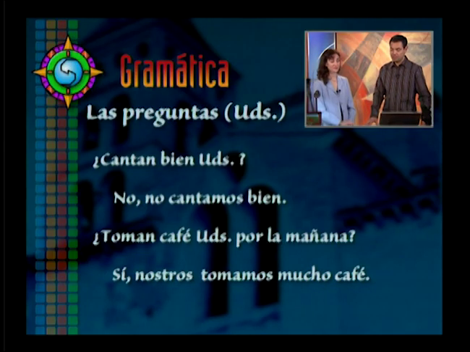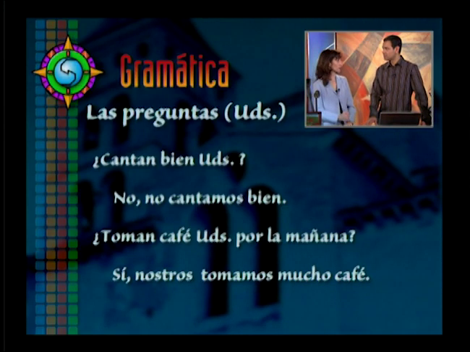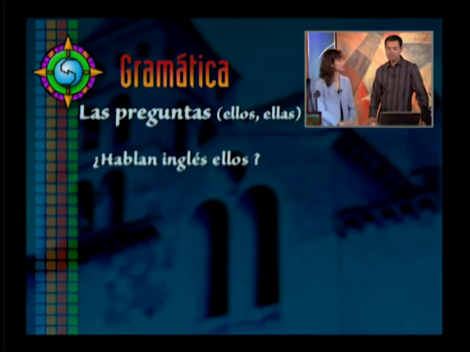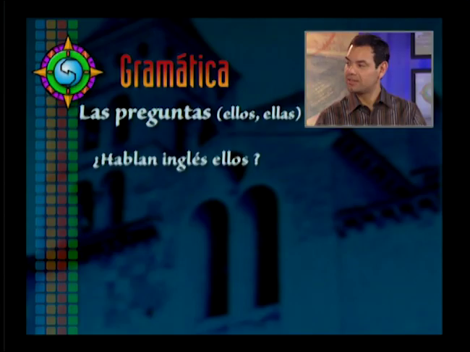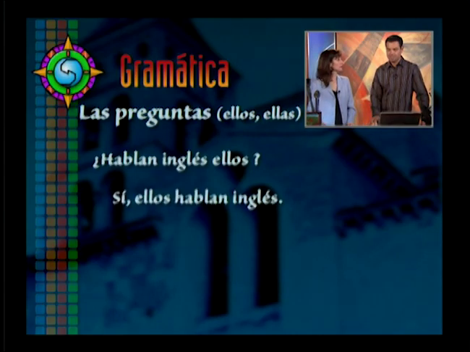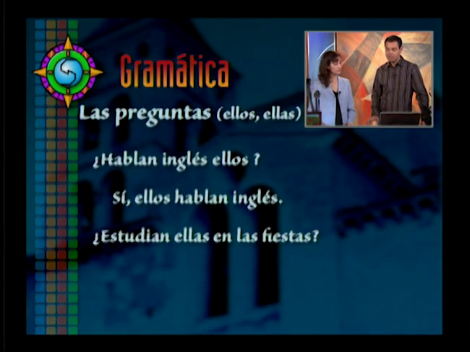But now it changed, though, the verb, right? Right. Now when we ask the question ustedes, we always answer with nosotros. So notice I asked cantan, and the answer was cantamos. Toman, and the answer was tomamos. All right, the last one will be for ellos and ellas. And the question is, ¿hablan inglés ellos, Kathy? Now ellos, another third person, so the verb won't change. I'm still talking about them. So I would say sí, ellos hablan inglés. And again, notice the verbs are identical.